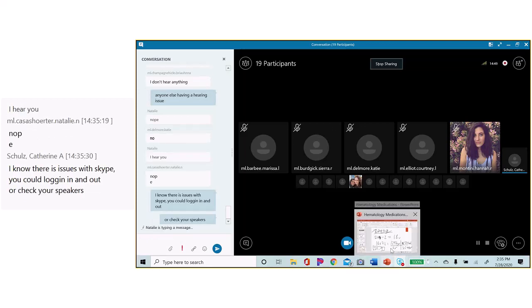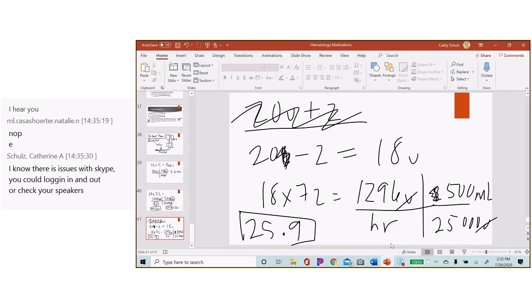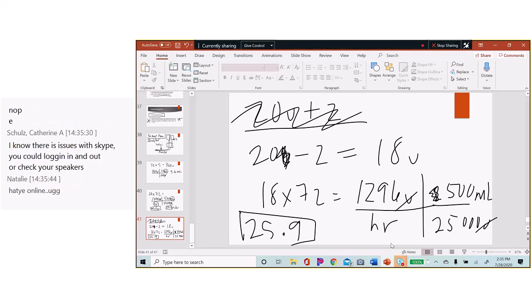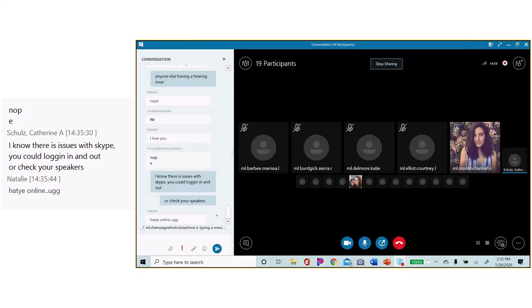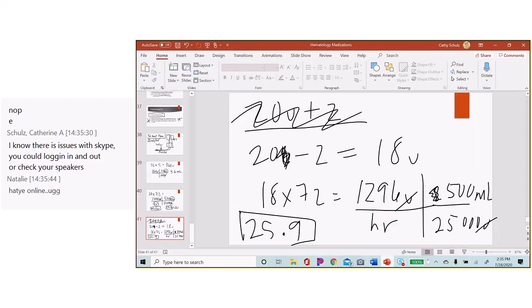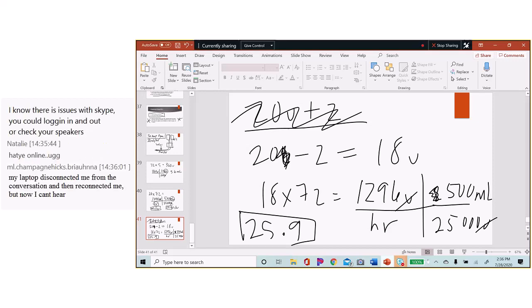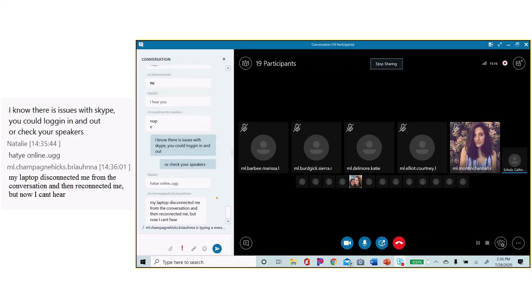Okay, so let's pretend it's not what the math paper says. Let's say we drop this down to 25.9 milliliters an hour. It's 6 hours later, and the PTT is still 75. So that means our order set said that if it's above 70, then we need to decrease by 2.